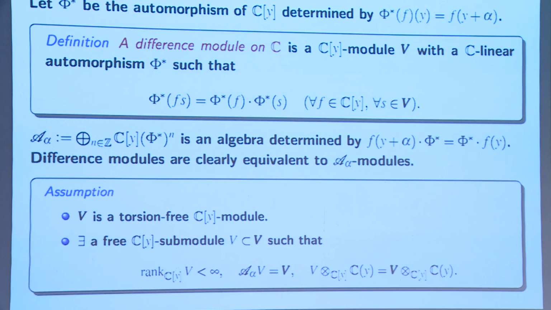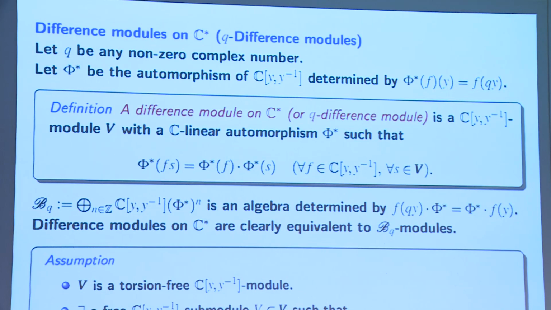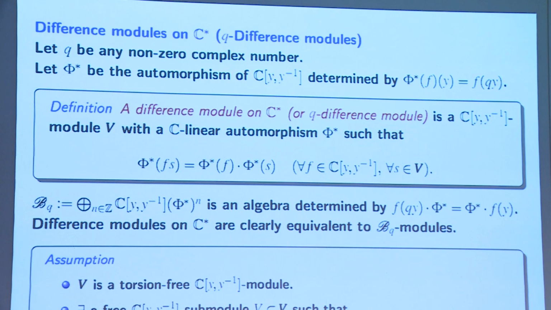And we can also consider difference modules on C star, which are often called q-difference modules. So we take any non-zero complex number q, and then we obtain the automorphism of the ring of Laurent polynomials by the multiplication of q on the variable y. Then a difference module on C star is defined to be a module over the ring of Laurent polynomials equipped with a C-linear automorphism phi star such that phi star(fs) equals phi star(f) times phi star(s). And again, such a difference module on C star can be regarded as a module over a non-commutative ring. In this case, it is a quantum torus. And in my study, I always assume torsion freeness and finiteness conditions.